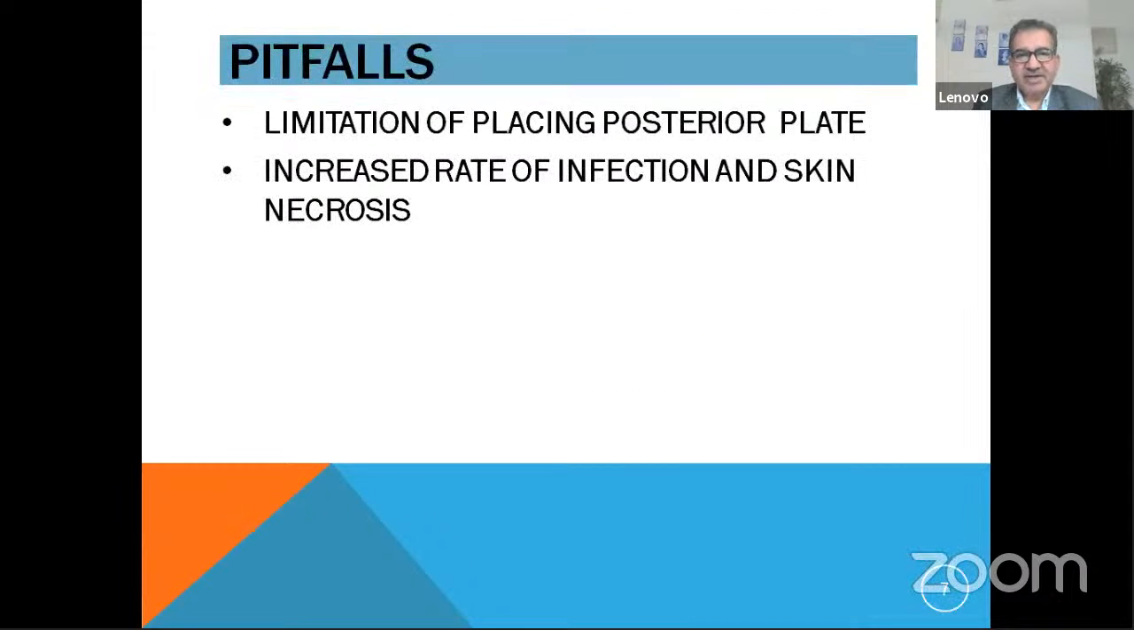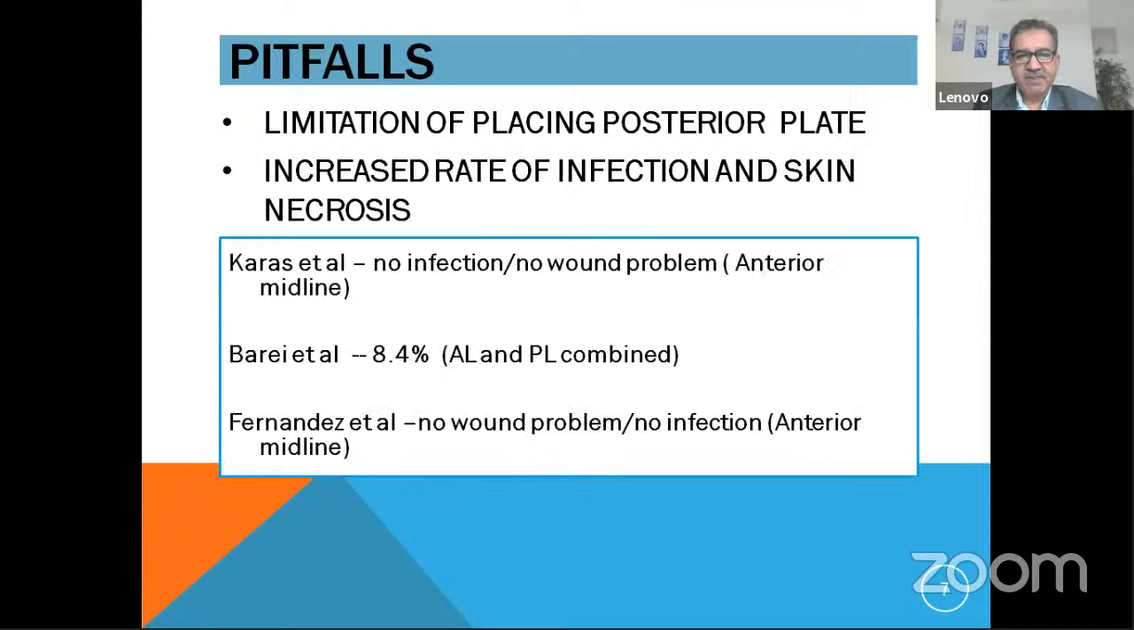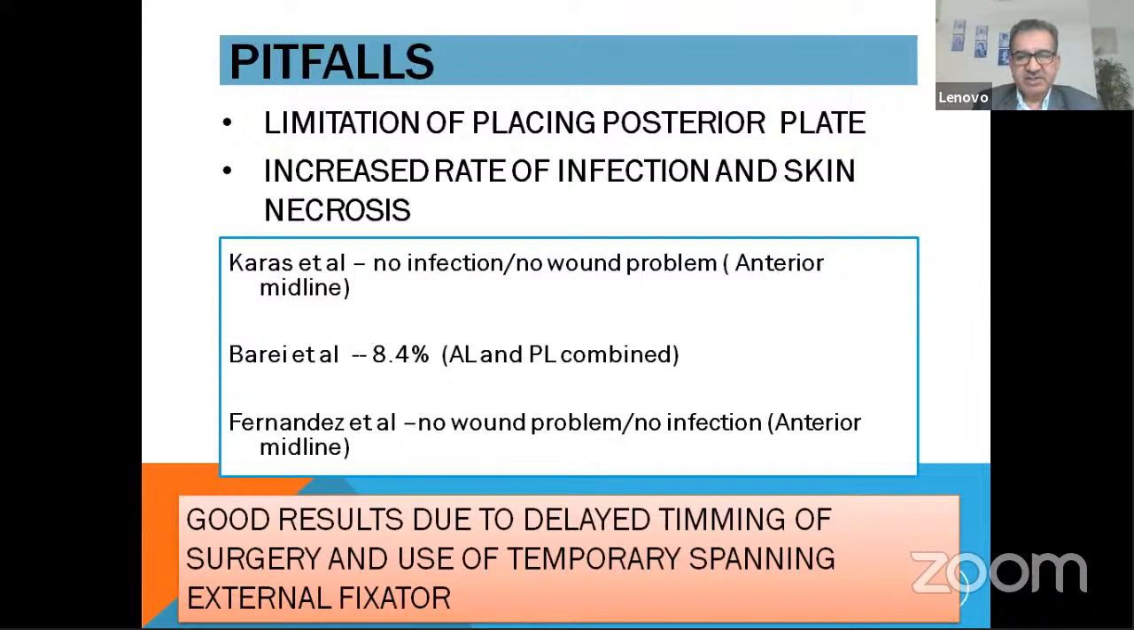So, but there are limitations. You have a limitation of placing a posterior plate. And initially there were increased rate of infection and skin necrosis. But the recent studies, we have just compared these 3 studies, where 2 studies show that there's no infection and no wound problem with the anterior approach. Whereas with the dual approach, it is 8.4%. This is due to the good result because there is delayed timing of surgery and use of temporary spanning fixator.